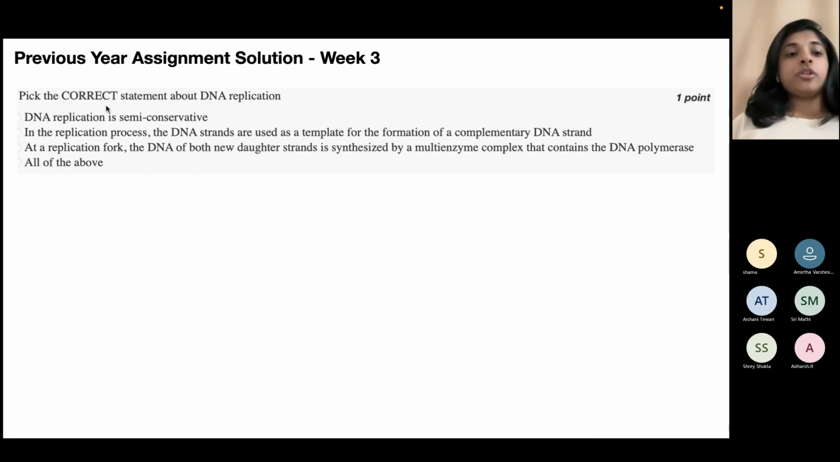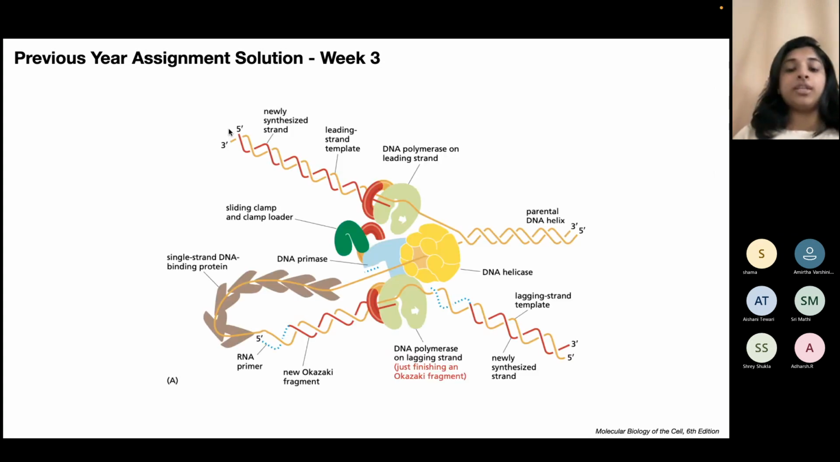The next question was about picking the correct statement about DNA replication. So we'll again go back to the image that we initially discussed. Here, the options were whether DNA replication is semi-conservative. What they basically mean is that if the daughter strand receives one parental DNA strand and one newly synthesized DNA strand, then it is known as the semi-conservative model of replication. And that is what is happening according to the model in cells that we've identified.